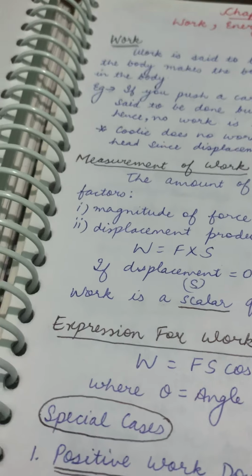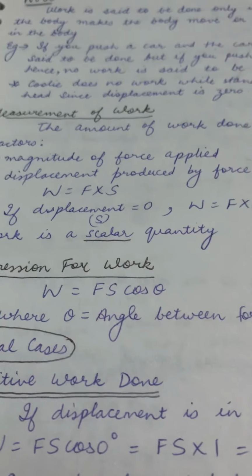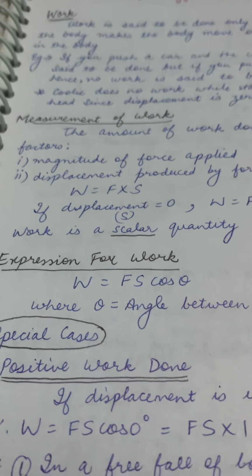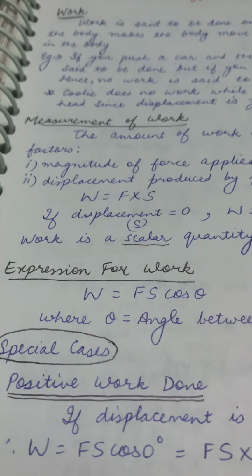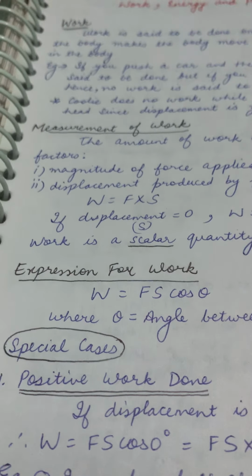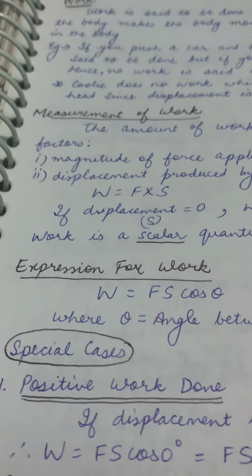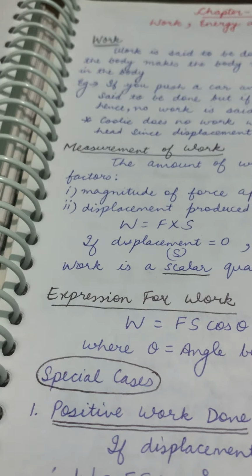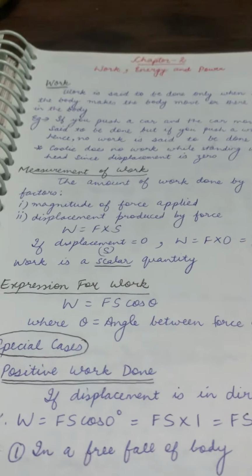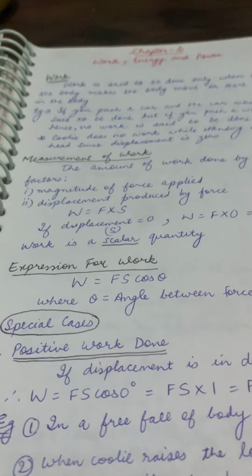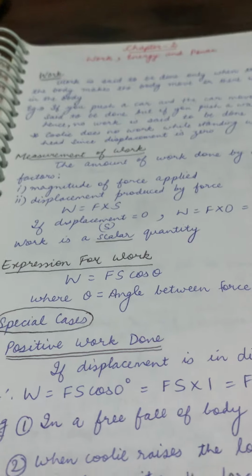Now another expression for work is W equals Fs cos theta. Theta here is the angle between the force and the displacement. When we are not sure that the direction in which the force is applied and the displacement are in the same direction, then it takes the form W equals Fs cos theta. Now there are three special cases, very important. One is positive work done, zero work done and negative work done.